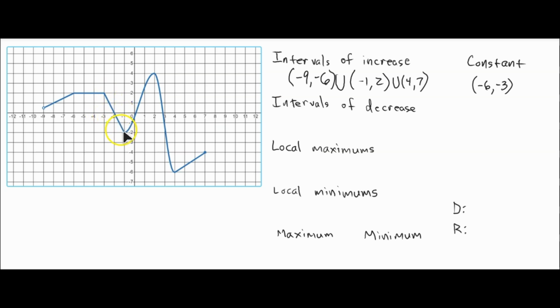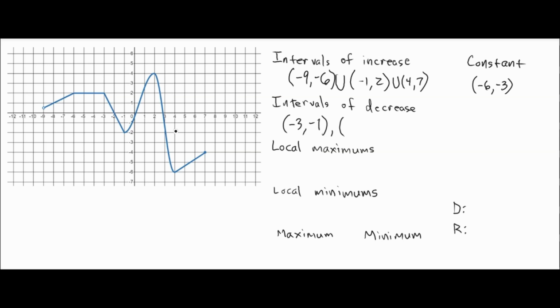So this is an interval of decrease, and it starts at -3, and it stops here at an x value of -1. So our first interval of decrease is -3 up to -1. All right, and then we have an interval of decrease that starts here, and that's an x of 2, and then it stops here at an x of 4. So our other interval of decrease, for this one I'll put a comma, is going to start at 2, and it's going to go up to 4.